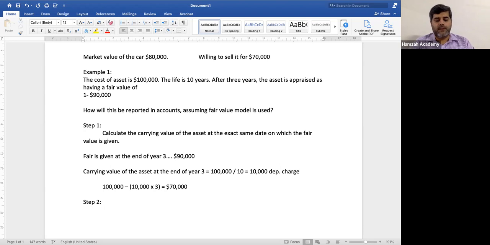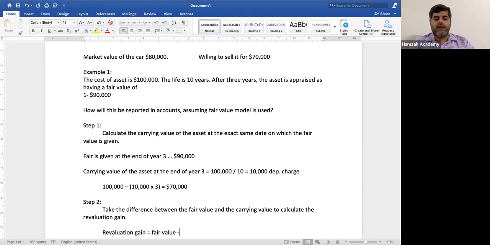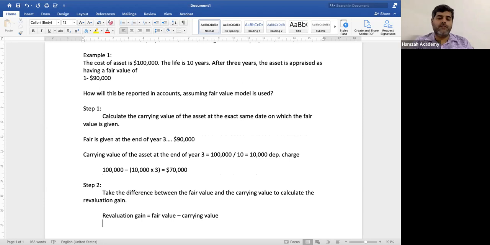Step 2. Take the difference between the fair value and the carrying value to calculate the revaluation gain. Revaluation gain is fair value minus carrying value. The fair value is 90,000, the carrying value is 70,000, the gain is 20,000 over here. The gain is 20,000.